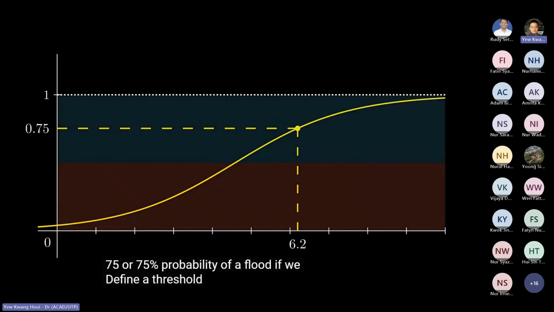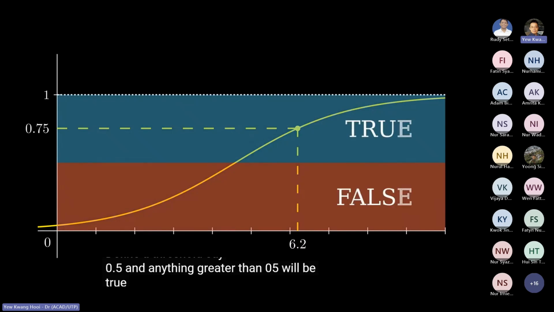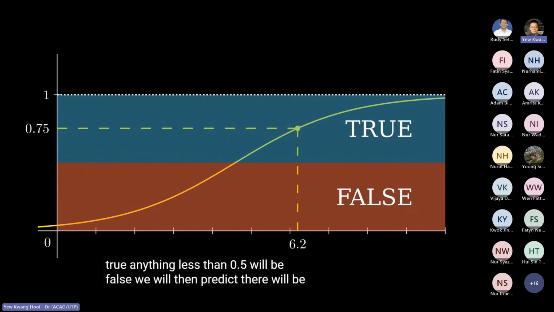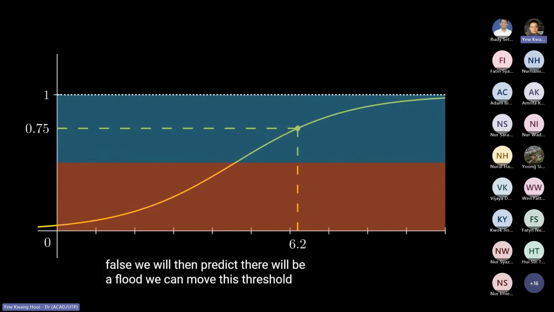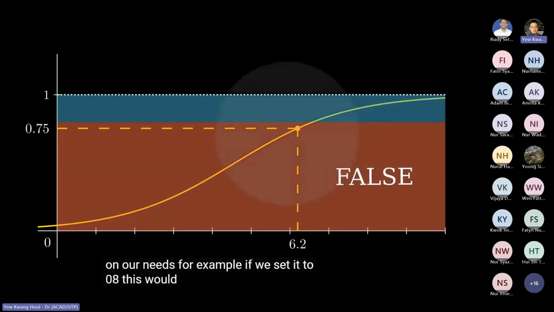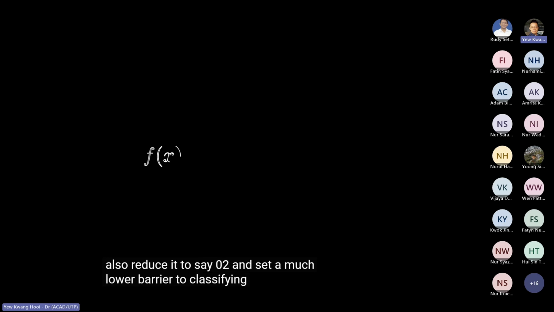If we define a threshold, say 0.5, and anything greater than 0.5 will be true, anything less than 0.5 will be false, we will then predict there will be a flood. We can move this threshold based on our needs. For example, if we set it to 0.8, this would actually categorize as false and there won't be a flood. We can also reduce it to say 0.2 and set a much lower barrier to classifying a flood.